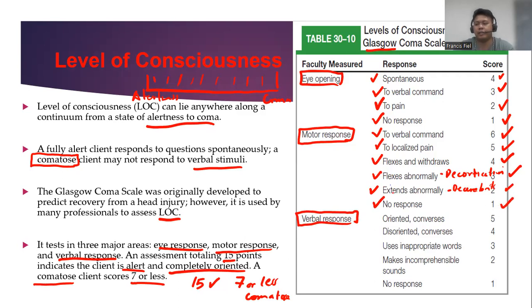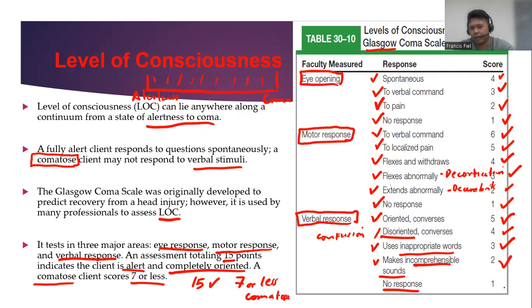Verbal response: if the patient is oriented, alam niya kung nasaan siya, alam niya yung pangalan niya, place and time, that's 5. If confused siya, disoriented, hindi niya alam kung nasaan siya, 4. Or sino siya, or sino yung kasama niya, or uses inappropriate words, or hindi tama yung sagot niya, that's the score of 3. And if makes incomprehensible sound, like hindi mo maintindihan yung sagot niya, that's 2. And if no response, that is 1.